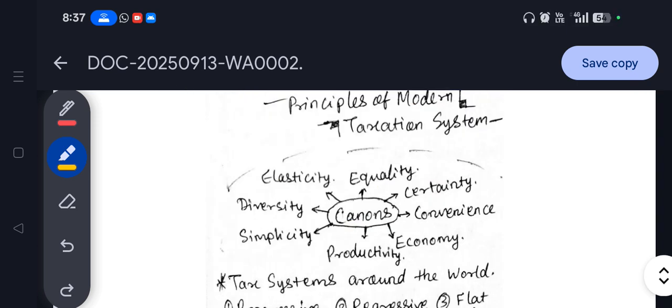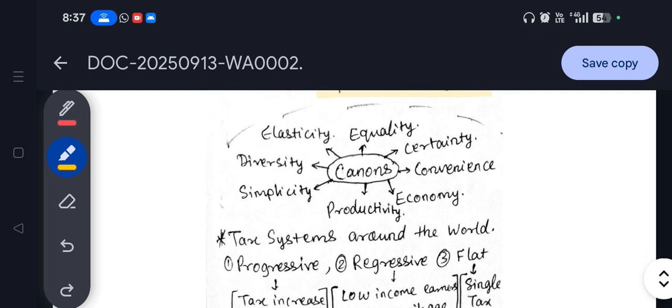Now let's focus on some principles of the modern taxation system. Principle means the basic bridge on which the taxation system between the common people and the government flows smoothly. So, canons. There are 7 or 8 types of canons. These canons are actually the principles based on which the tax-related rules and regulations are framed.